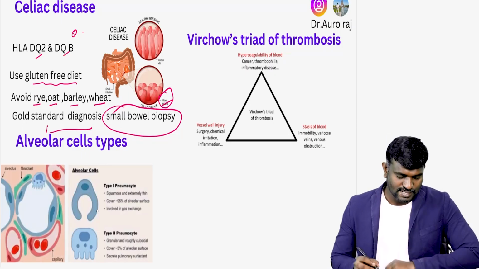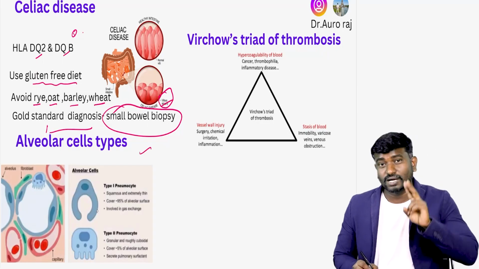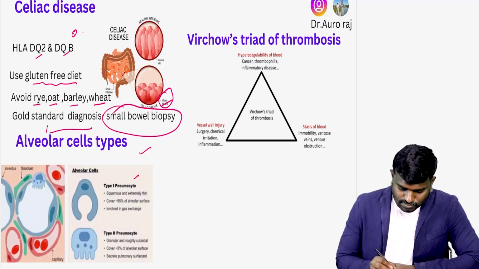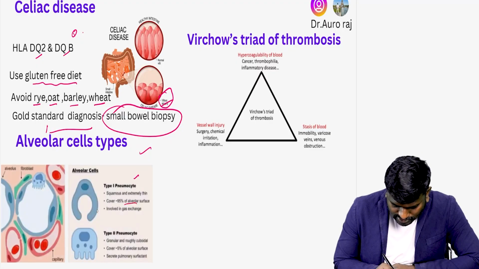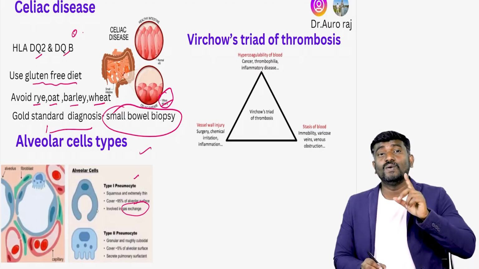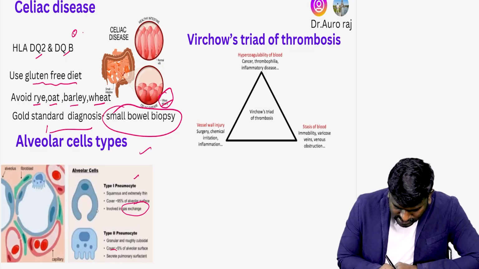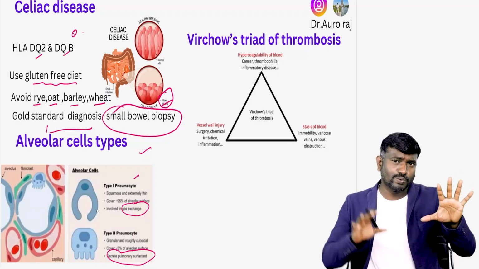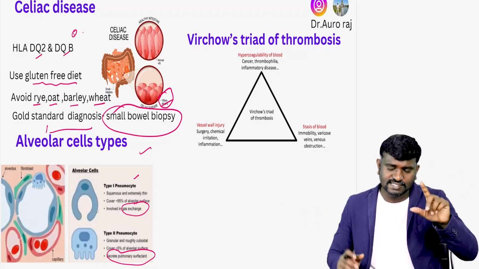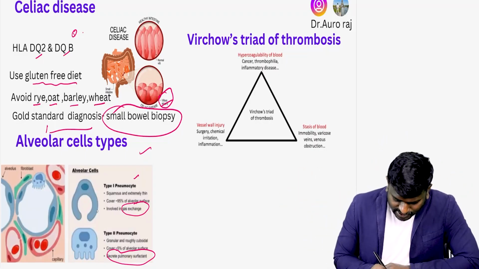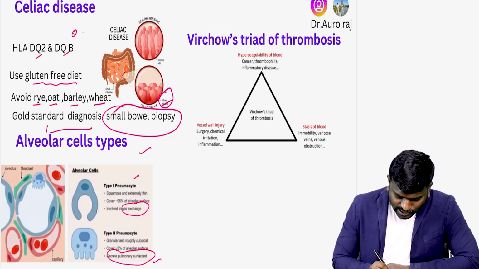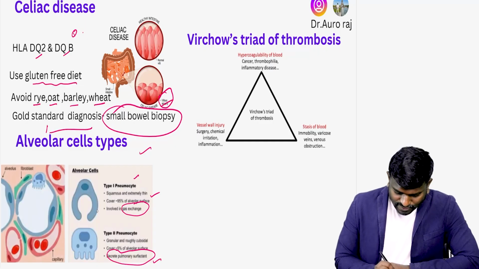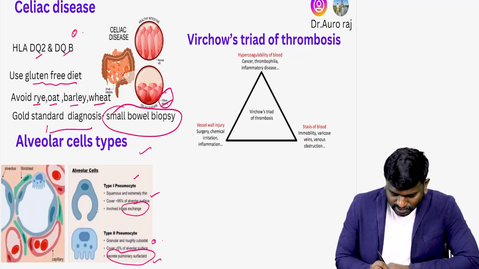Now, alveolar types, you're going to remember type 1 and type 2 pneumocytes. Type 1 pneumocytes are involved in gas exchange. Whereas type 2 is involved in secretion of pulmonary surfactant. Very important. Type 1 covers 95% of the alveolar surface, whereas type 2 covers 5%. At least please remember this.